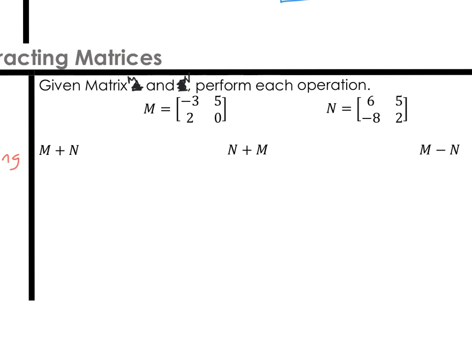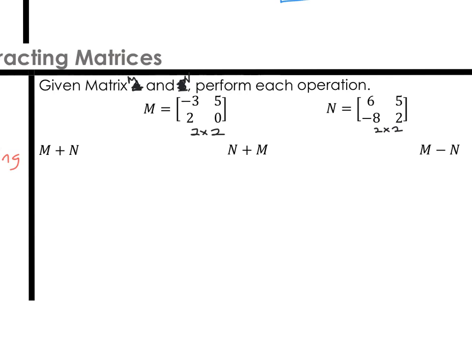So capital M is matrix M, and we have negative 3, 5, 2, 0. In this matrix, we have 2 rows and 2 columns. So it's a 2 by 2 matrix. For N, we have 6, 5 in the first row, negative 8 and 2 in the second row. Also a 2 by 2 matrix. The two matrices have matching dimensions.